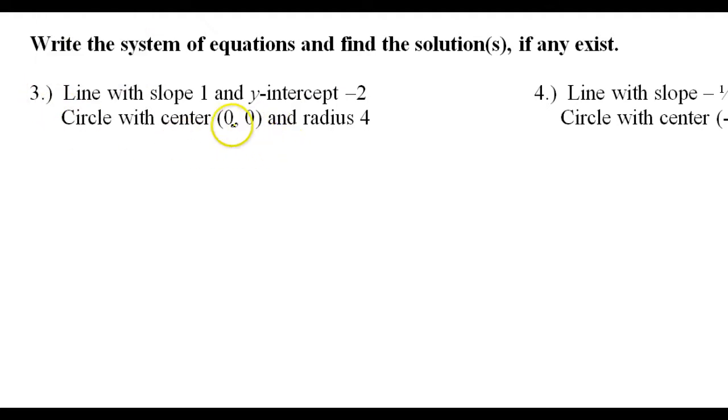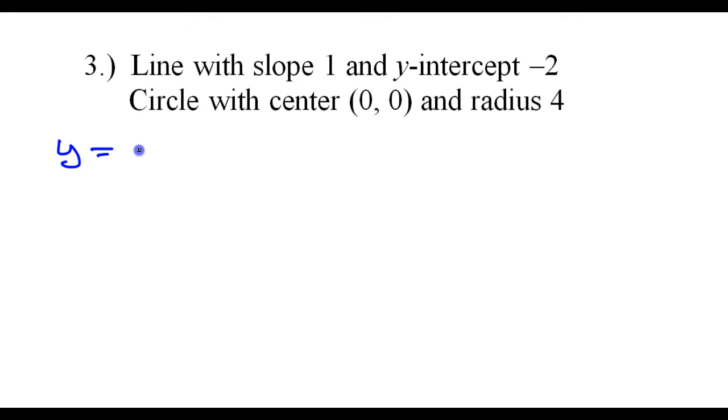So the equation of the line that has slope 1 and y-intercept negative 2 would be y equals 1x minus 2, just to make it clear that the 1 is the slope, and the y-intercept is negative 2. We're talking y equals mx plus b. Now we don't write the 1. So now how about that circle?